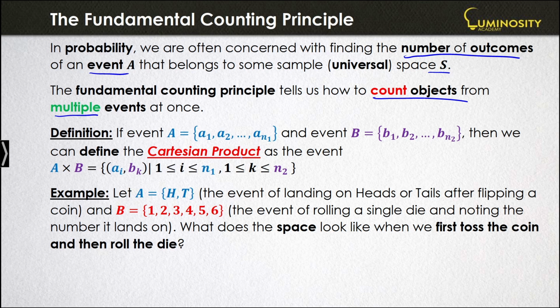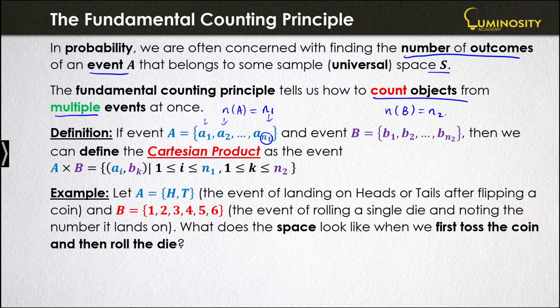So let's say we have the event A in a sample space S with n1 elements. So there's 1, 2, 3, 4, up to n1. So in other words, the number of elements in this event A is n1. And let's say B has the elements B1, B2, all the way up to B sub n2. So that means the number of elements in the event B is n2.